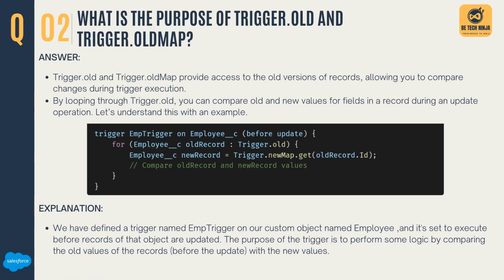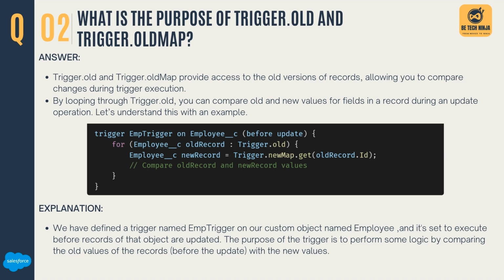Question 2. What is the purpose of Trigger.old and Trigger.oldMap? You can answer it like, Trigger.old and Trigger.oldMap provide access to the old versions of records, allowing you to compare changes during trigger execution. By looping through Trigger.old, you can compare old and new values for fields in a record during an update operation. On a related note, you might be thinking, how can we access the Trigger.old and Trigger.oldMap variables in an Apex trigger?